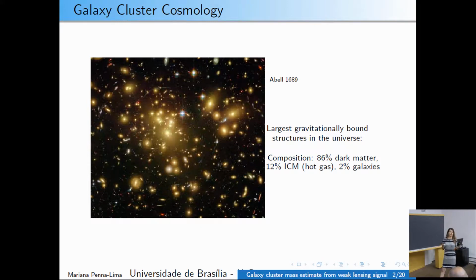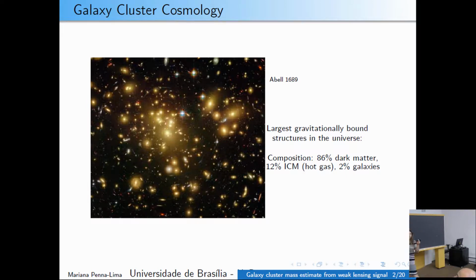Part is composed by dark matter, about 10% from intercluster medium, which means the hot gas, hot plasma, and just 2% is composed of galaxies, okay? So I would like to emphasize it here because when we talk about richness, when we are trying to obtain a mass estimation using richness, we are dealing with just the 2% of these objects, okay?